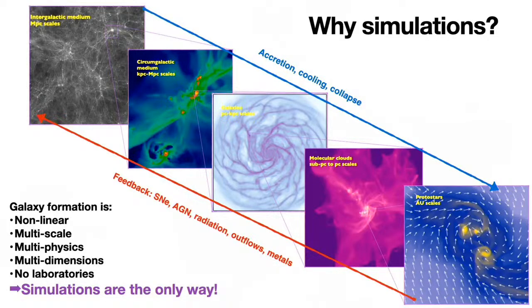So this creates a gigantic feedback loop over a huge range of scales. It's a nonlinear, multi-physics, multi-dimensional problem. We have no laboratories to make galaxy evolution experiments. And simulations are really the only way to gain an understanding of galaxy formation.